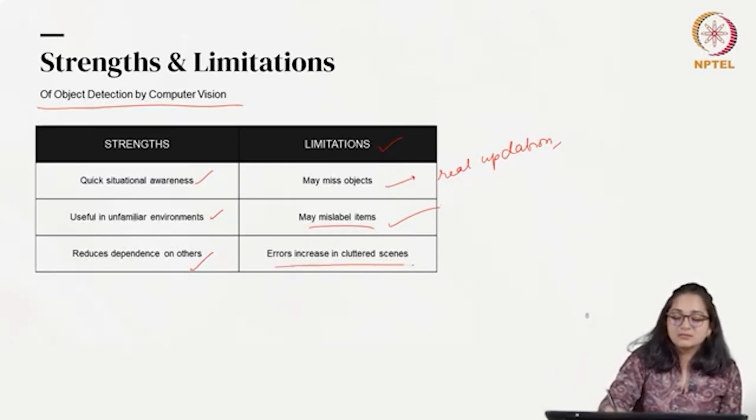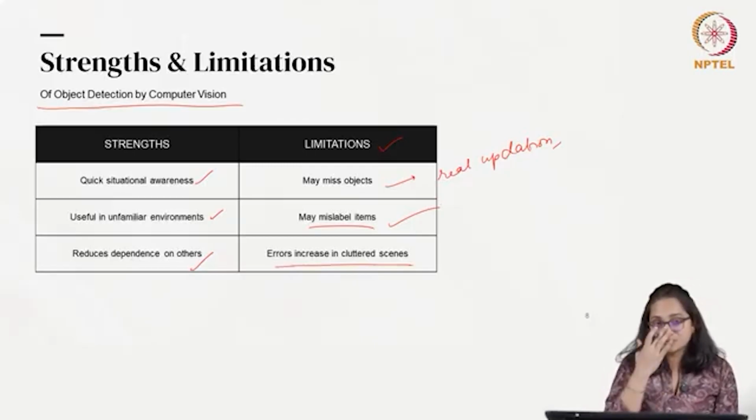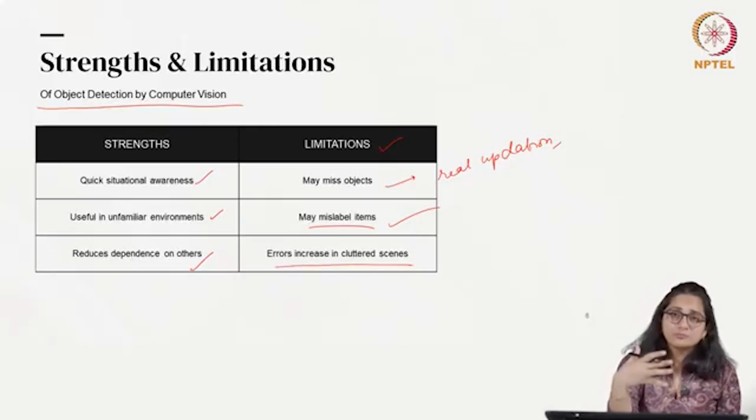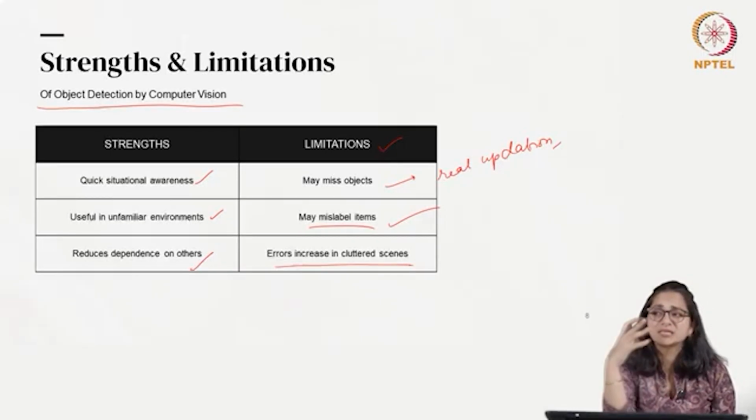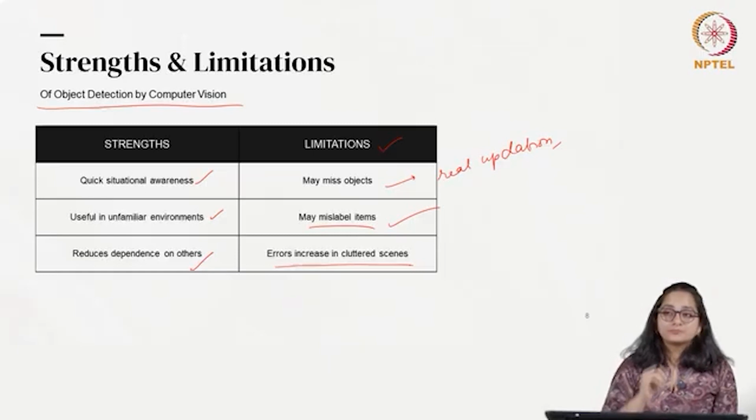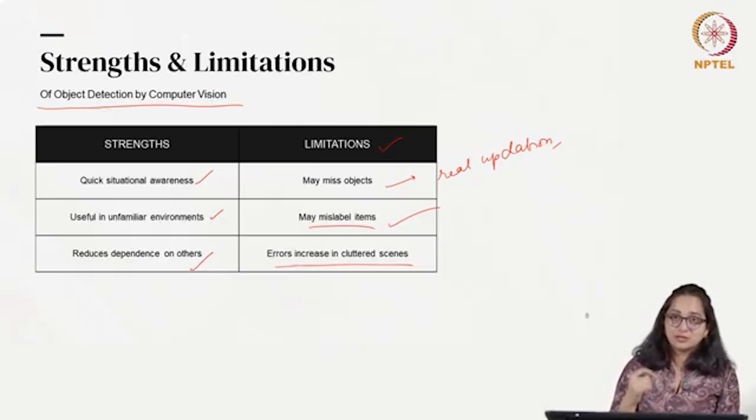And then errors increase in cluttered scenes. So if there are a lot of people or too many signages, too many multicolored kinds of scenes, then it becomes very difficult for the models to give real time output with high accuracy.